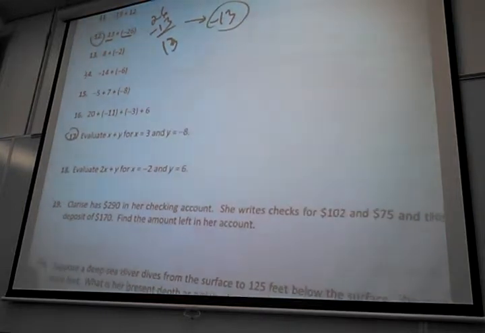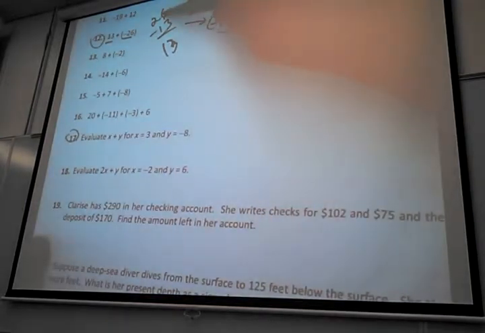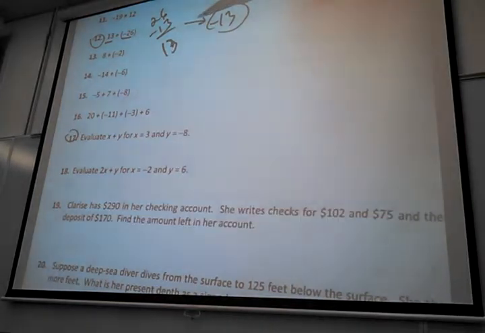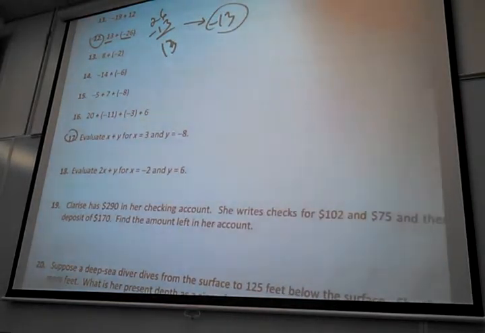Alright, and then finally, is that one alright? Two different signs and subtract them. Put the bigger one minus the smaller one because it's the only way you can do it. The other way, I don't have anything to borrow from. I can't do that. And then you get -13 because the bigger one's negative.